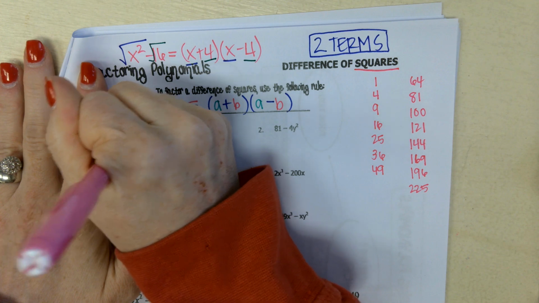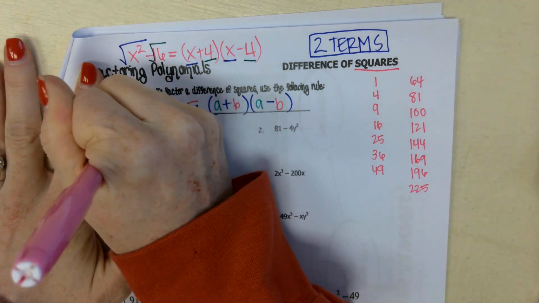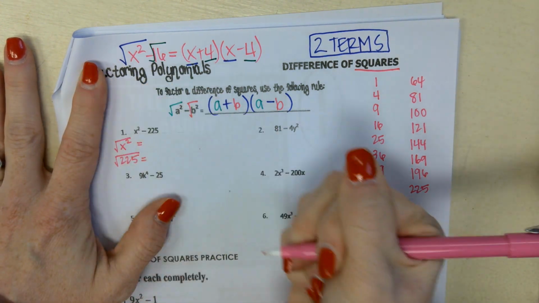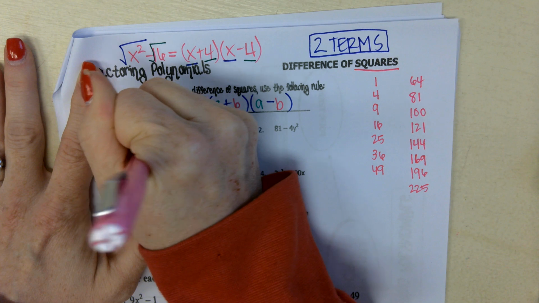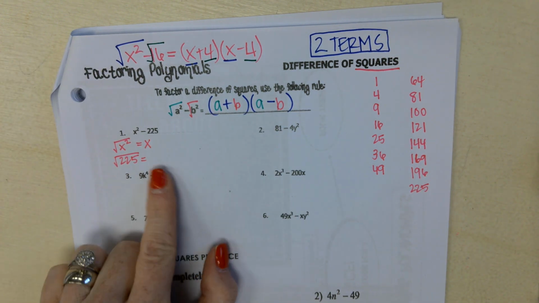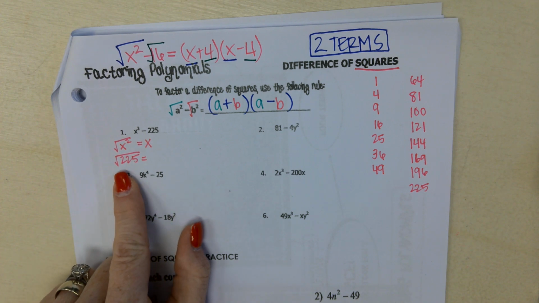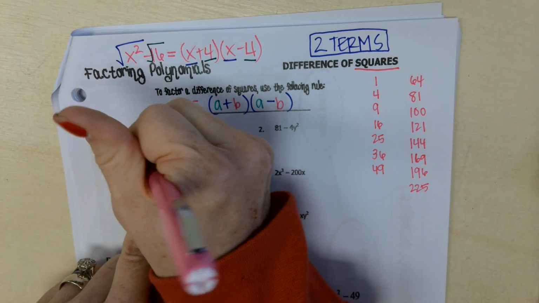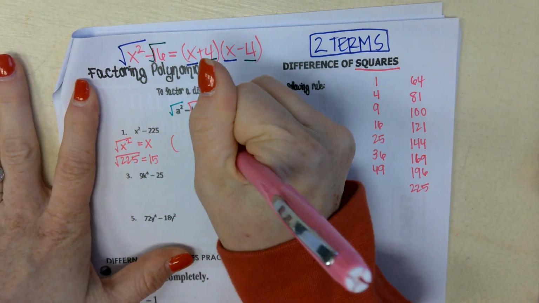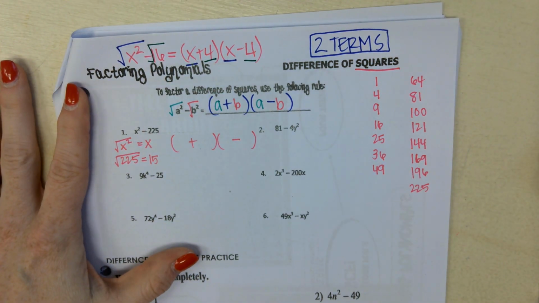Right here, I have x squared and I have 225. Both of these are perfect squares. Okay? So I'm going to come out here and I'm going to take the square root of both of those. The square root of x squared is just x. Squaring and square rooting each other cancel it out, so all I'm left with is the x. And then what's the square root of 225? 15. Okay? So these are the 2 things that I'm going to have inside my parentheses. One is going to have a plus, the other is going to have a minus.